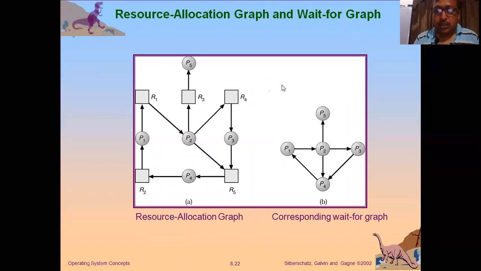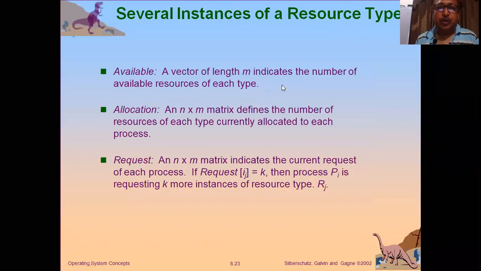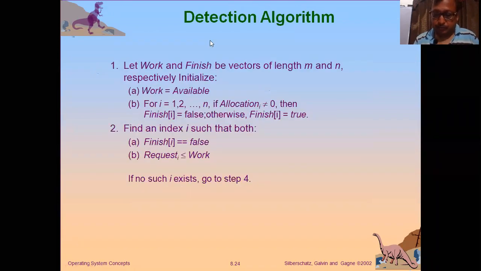So when we have multiple instances of each resource type, the approach is similar to the Banker's algorithm, and the data structure is also similar. So for deadlock detection, what we do, we take an array available. Just one second.